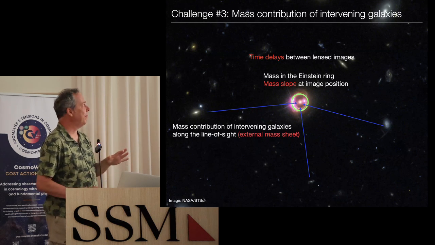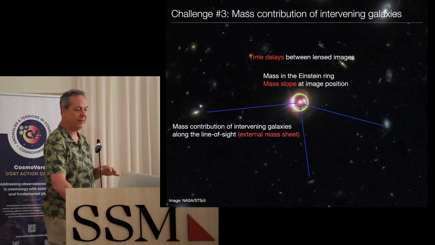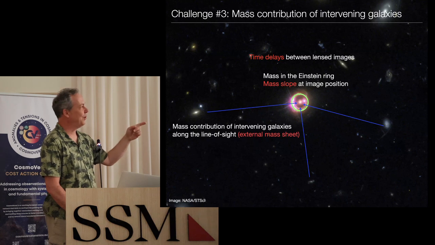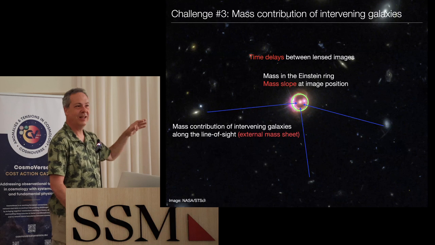So at the moment, the main uncertainty is on the mass slope. Delays are not really anymore a problem. Actually, when I started cosmography, I remember feedback of some referee was, you will never measure a single one. We have 50 now.